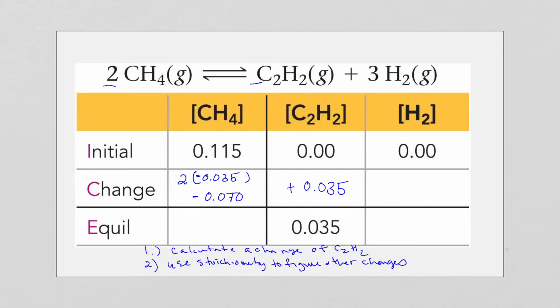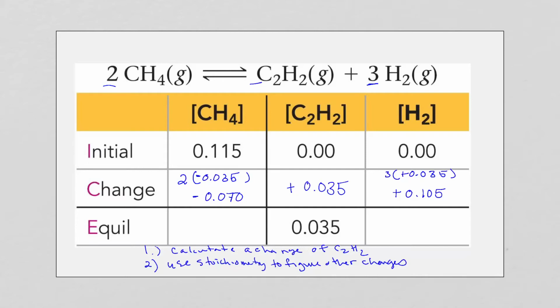And we have a 1 to 3 relationship between the 2 products. So if this goes up by 0.035, this is going to go up by 3 times. And so this is going to go up by 0.105. And so now it's a matter of just doing the math.